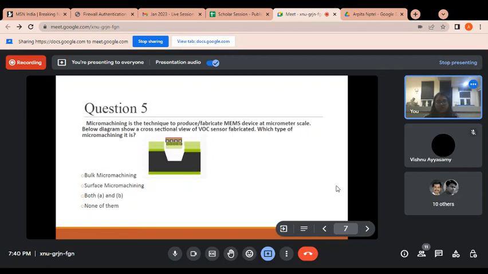Can anyone tell what type of micromachining is used here? First option is bulk. Second option is surface micromachining. Third option is A and B both. And fourth option is none of the above. So please unmute yourself and try to give the answer.